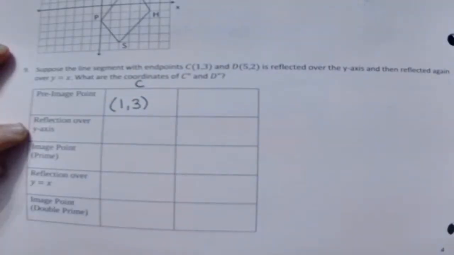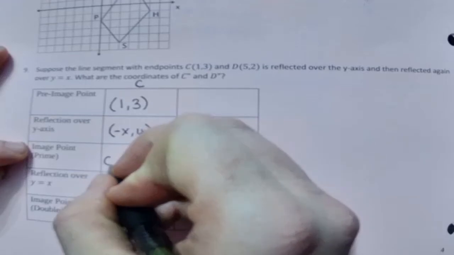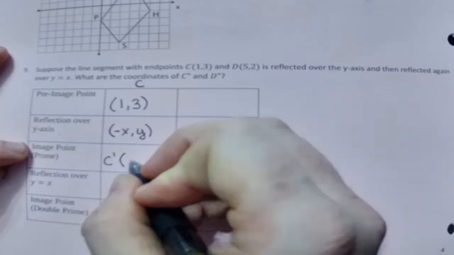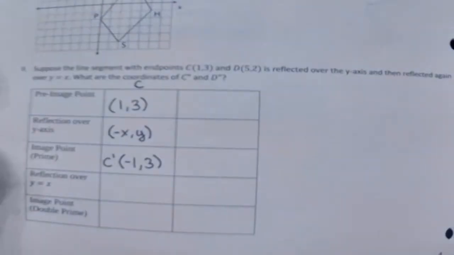So for C, the original point is at 1, 3. That's the original point. If I do a reflection over the y-axis, the y is what doesn't change. So the x value will change, the y value will not. So when I do that to find the prime, so this is going to be C prime, is going to be located at -1, 3. Because again, the y value did not change. The x value did.